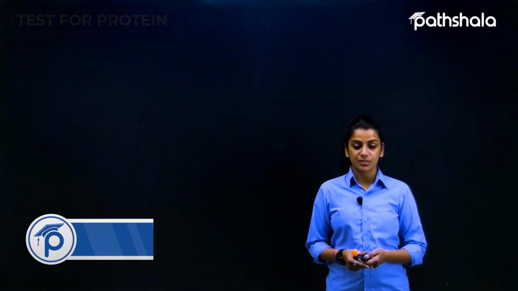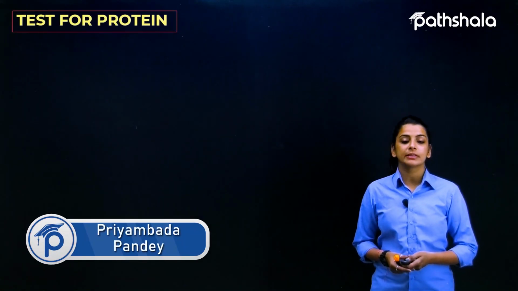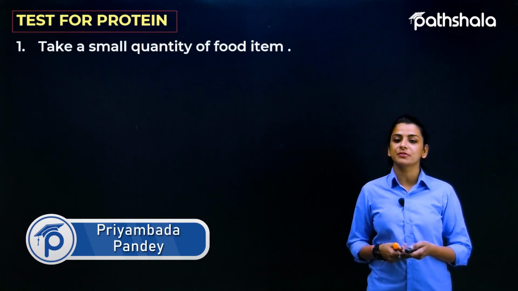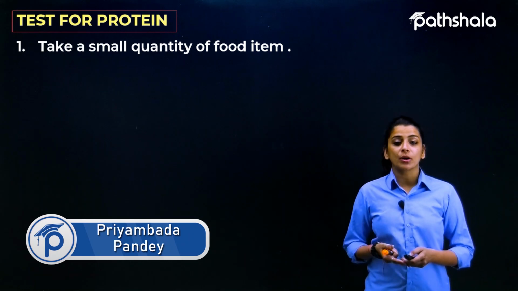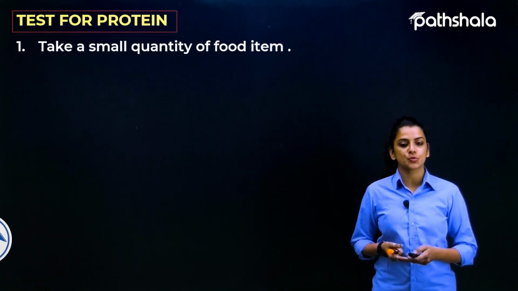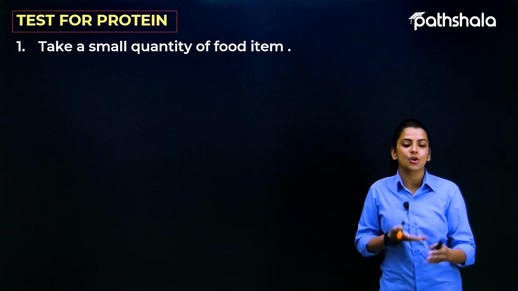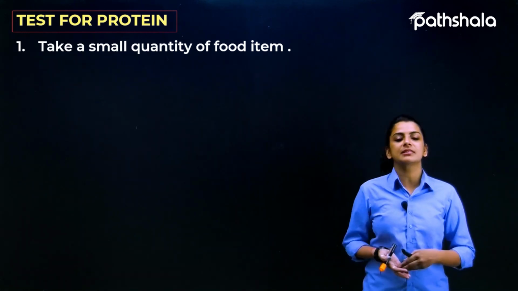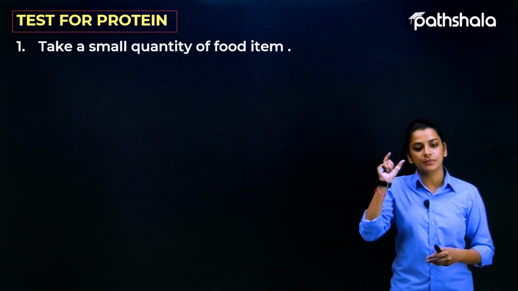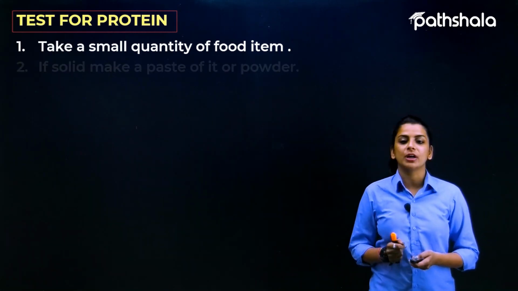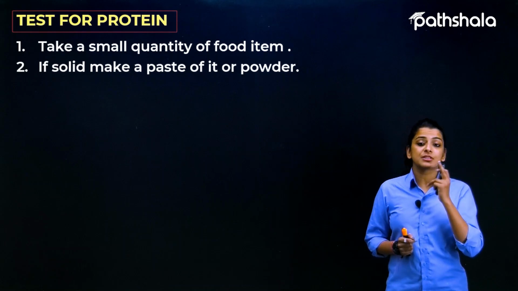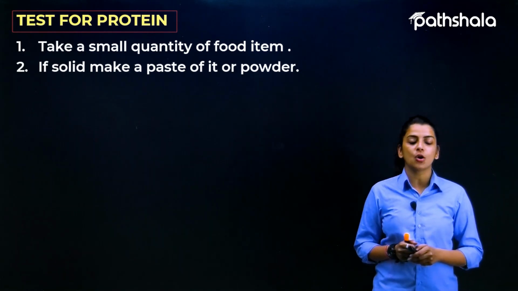So let us start with the test for proteins. क्या चलेंगे हम स्टेप बाय स्टेप चलेंगे. So what will be the first step? Take a small quantity of food item. As usual, क्योंकि हम food items में पता कर रहे हैं कि whether the carbohydrates are present or proteins are present. So yes, this is the test for protein, and we are going firstly to take the small amount of food items. Okay. So if solid, make a paste of it or powder.